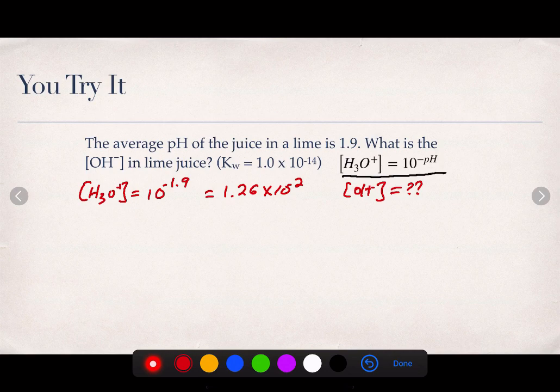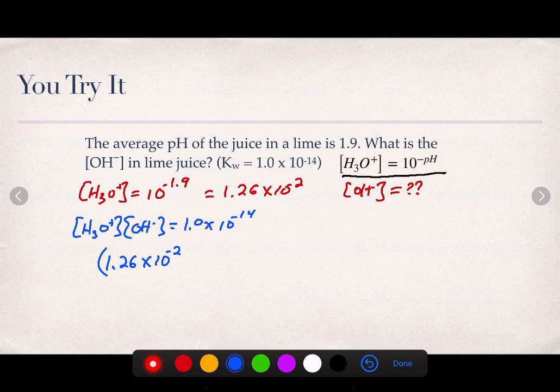Well, we need to use our equation for Kw. We know that Kw is the H3O+ concentration times the concentration of OH minus, and that's equal to 1.0 times 10 to the minus 14. So we plug in our value for hydronium, and so we have 1.26 times 10 to the minus 2 times the concentration of OH minus. That's got to be equal to 1.0 times 10 to the minus 14.